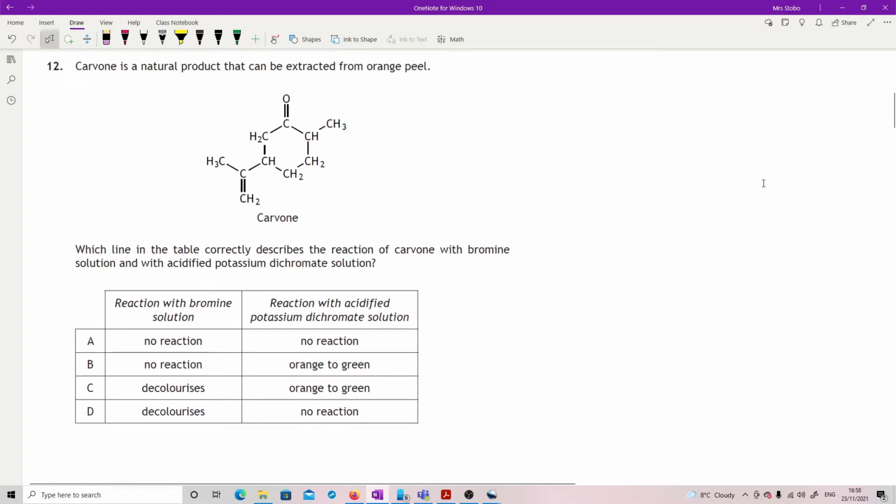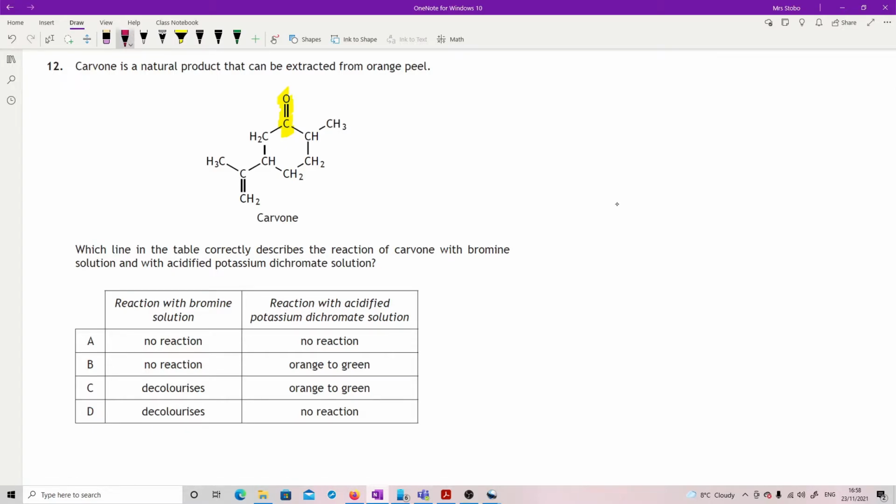Okay. Carvone is a natural product that can be extracted from orange peel. Which line in the table correctly describes the reaction of carvone with bromine solution and with acidified potassium dichromate solution? We're pretty much doing the same question. So we've got to find what we have here. And what we have, if we look up here, is a C double bond O in the middle of a chain, so we've got another ketone.